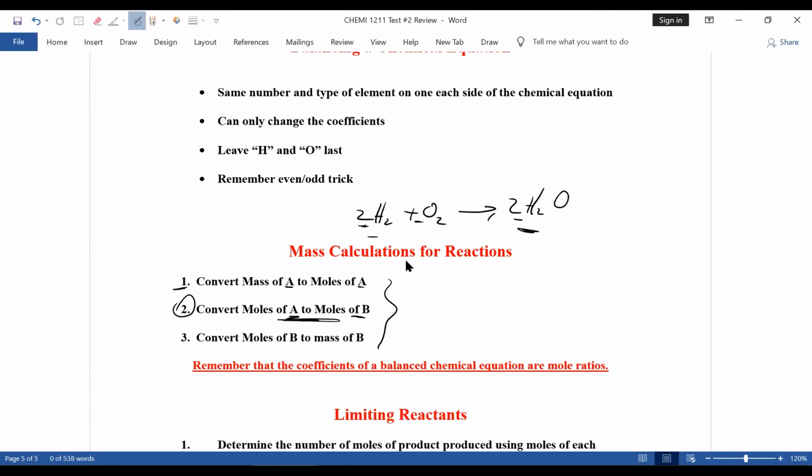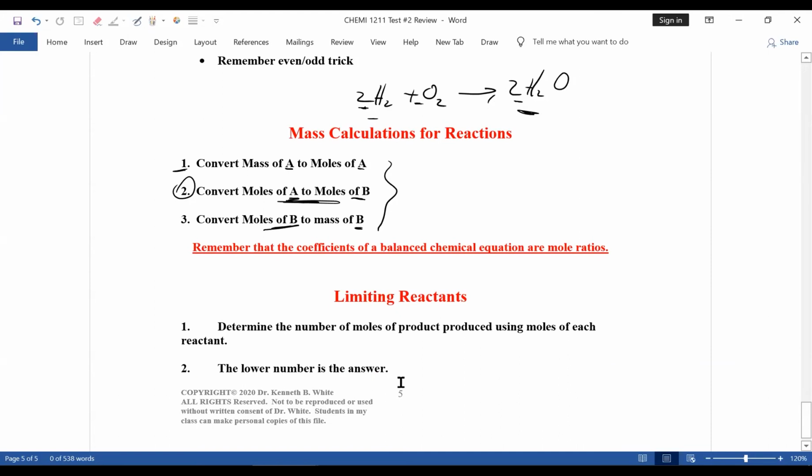Finally, once you get moles of B, and we just went through something like this, you use 1 mole of a compound equals the molecular weight of the compound to go from moles of B to mass of B. I did a couple of them. They're in the video. They're also in the practice problems. So don't forget, try those. And as I say here, remember that the coefficients of a balanced chemical equation are molar ratios.